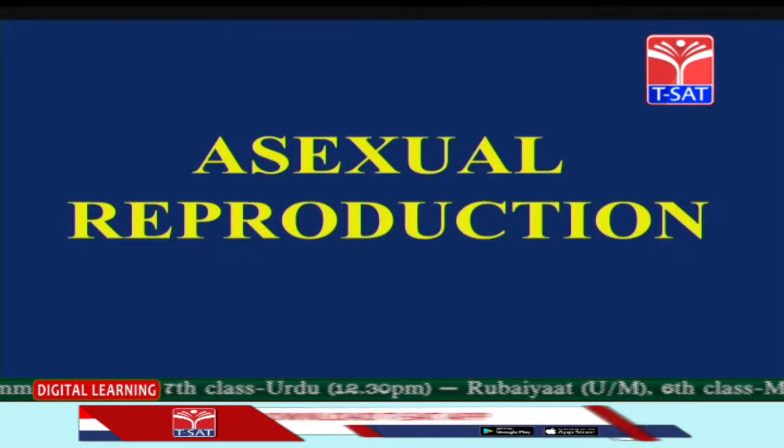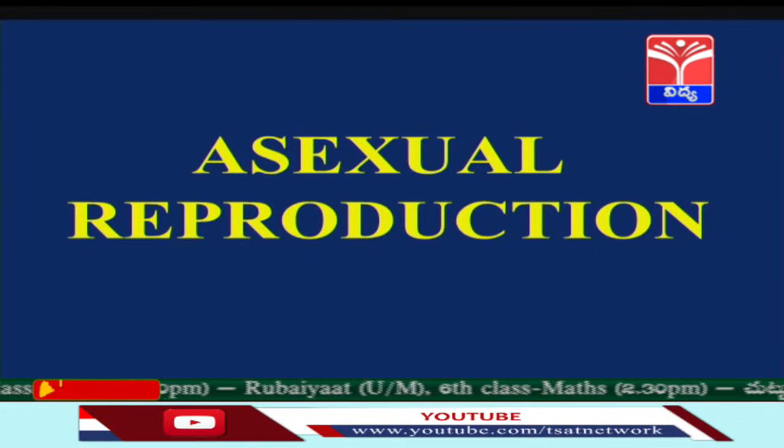So we will now see asexual reproduction. What is meant by asexual reproduction? The production of a new plant without involving male and female reproductive organs. So there is no usage of male and female reproductive organs for the production of a new plant. That type of reproduction is called asexual reproduction.